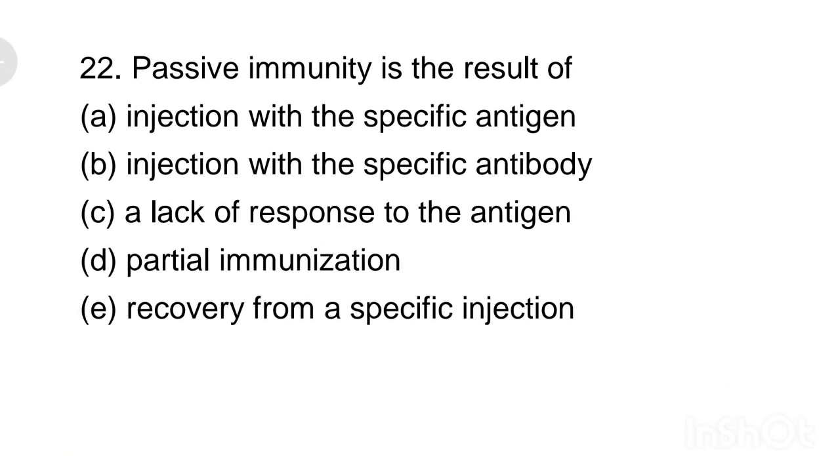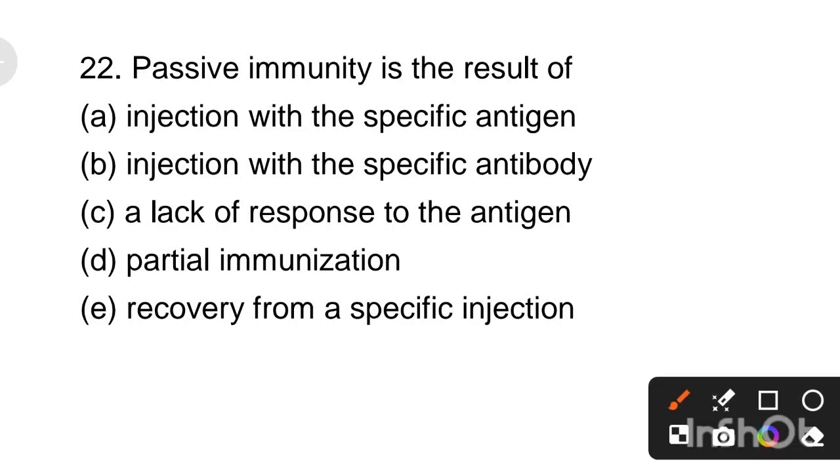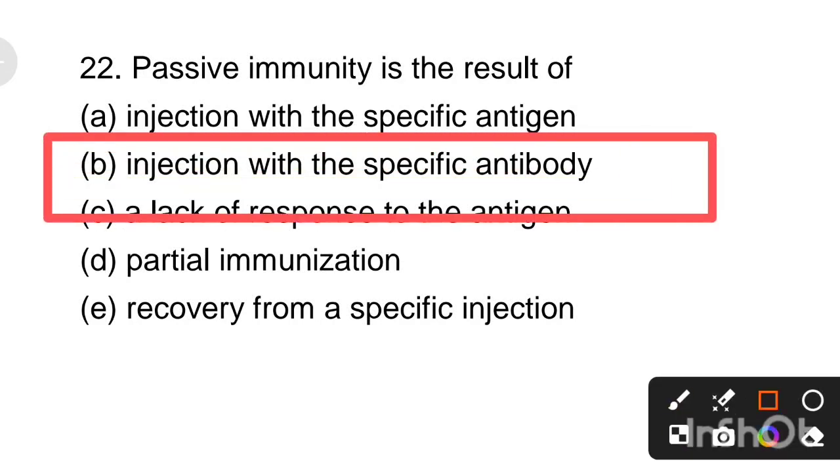Next question. Passive immunity is the result of option A, injection with specific antigen. Option B, injection with a specific antibody. Option C, a lack of response to the antigen. Option D, partial immunizations. Option E, recovery from a specific injection. Correct answer is option B, injection with a specific antibody.